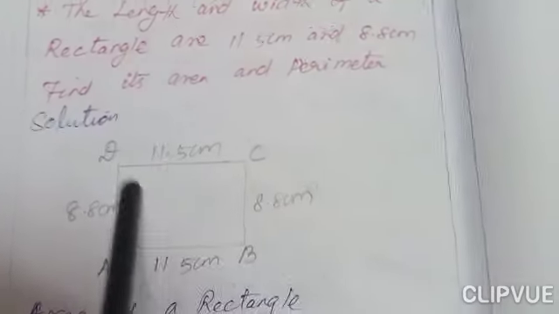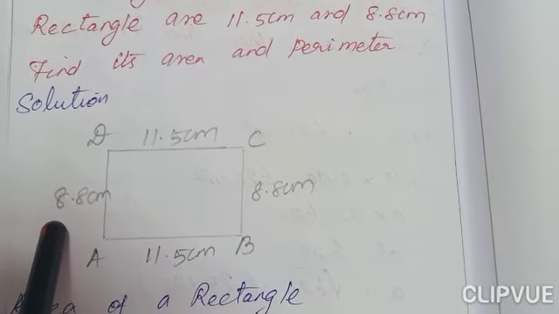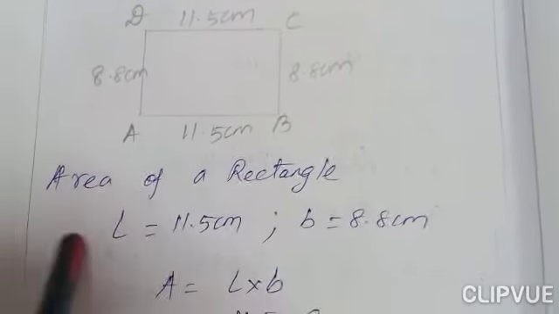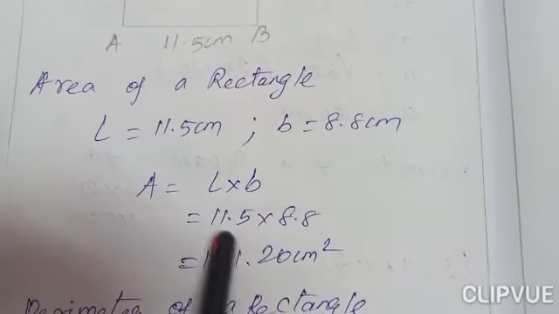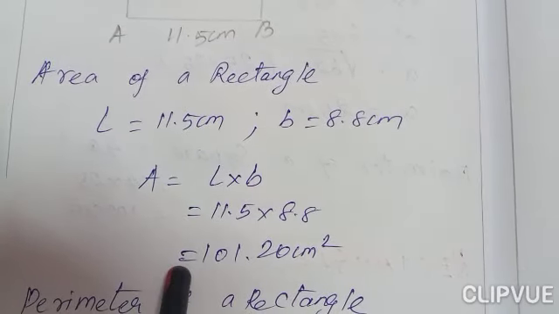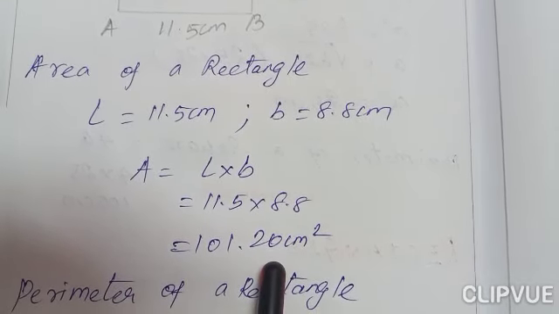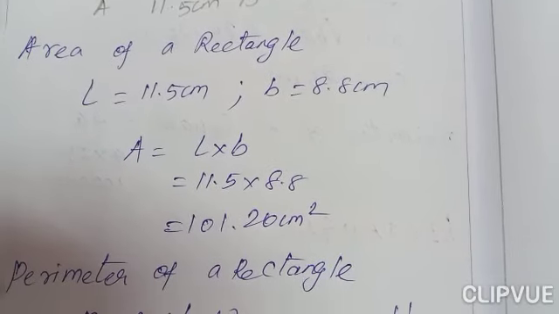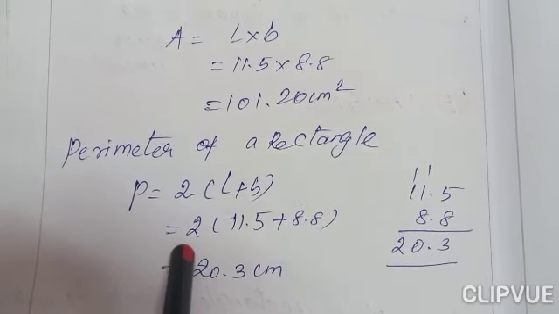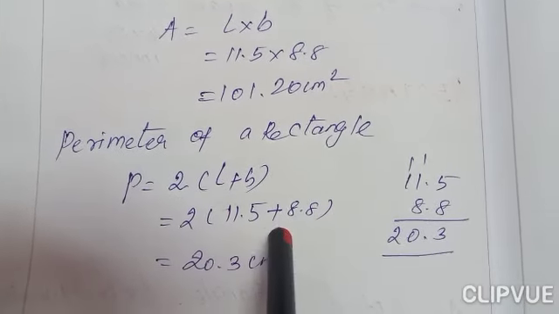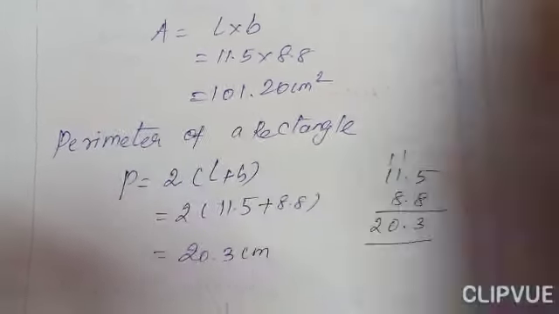Look at the solution. First you draw the diagram and write the measurements: length 11.5 and 11.5, breadth 8.8 and 8.8. You know very well the area of a rectangle is length into breadth. So A equals L into B, 11.5 into 8.8, that is equal to 101.20 centimeter square. Next, perimeter of a rectangle, P equals twice the length plus breadth. 2 into length 11.5 plus breadth 8.8. Adding these two, we get 20.3.